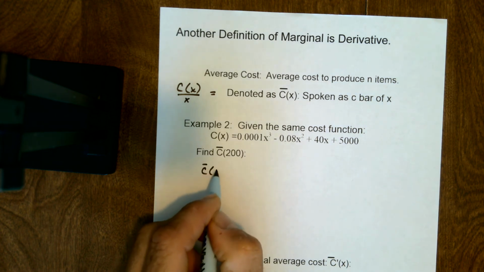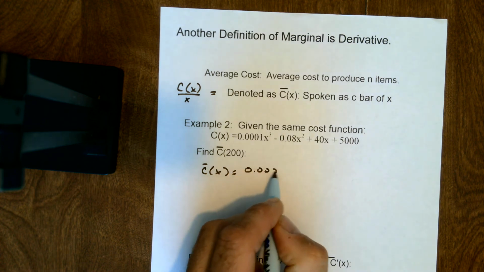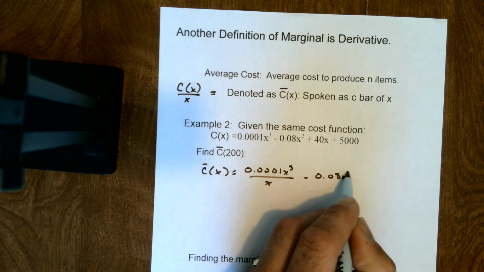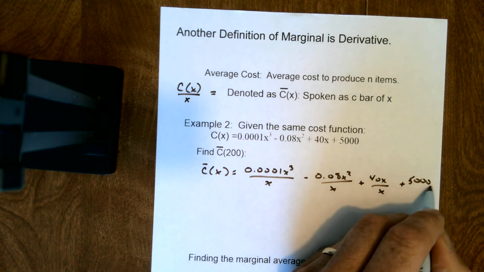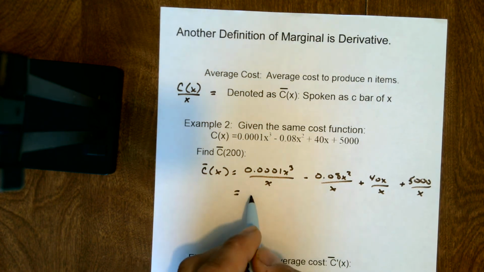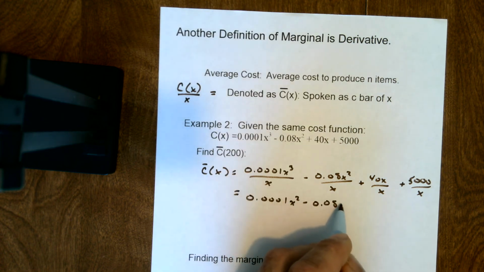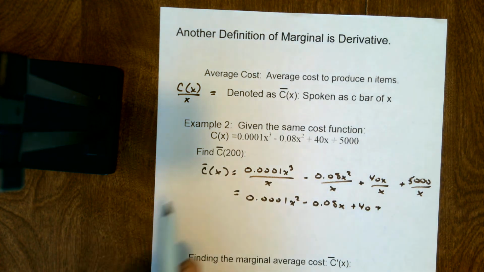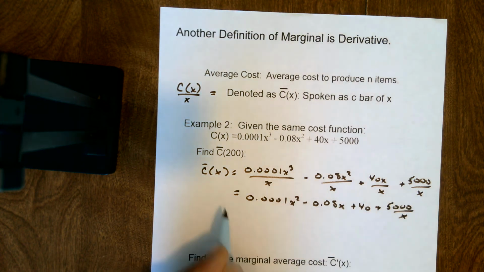So the first thing we're going to do is find C bar of x. We're going to take our cost function and divide by x. I know you probably can do that pretty easily, but I'm going to go ahead and show that out, and I'm going to simplify this. So we have 1/10,000 x squared minus 1/800 x plus 40 plus, since we're going to find the derivative, nope, I didn't find the derivative, I just found C bar, sorry. So we have 5,000 over x. So now we can find C bar of 200.